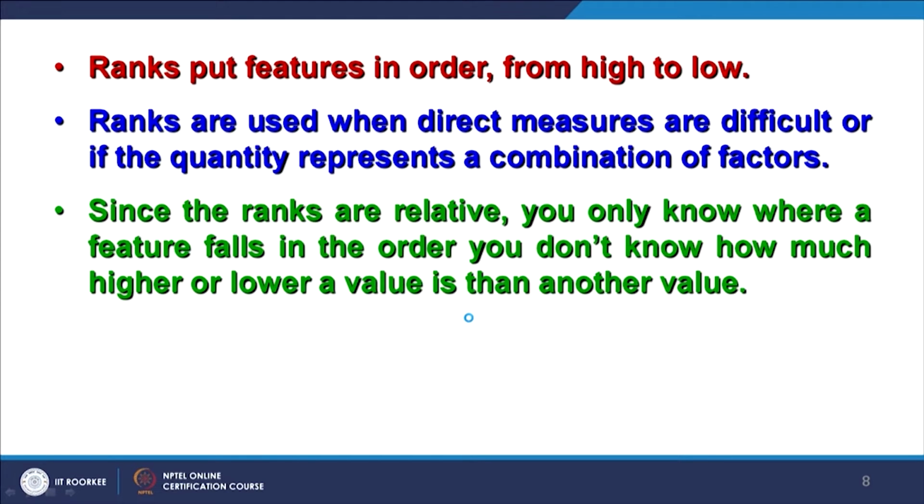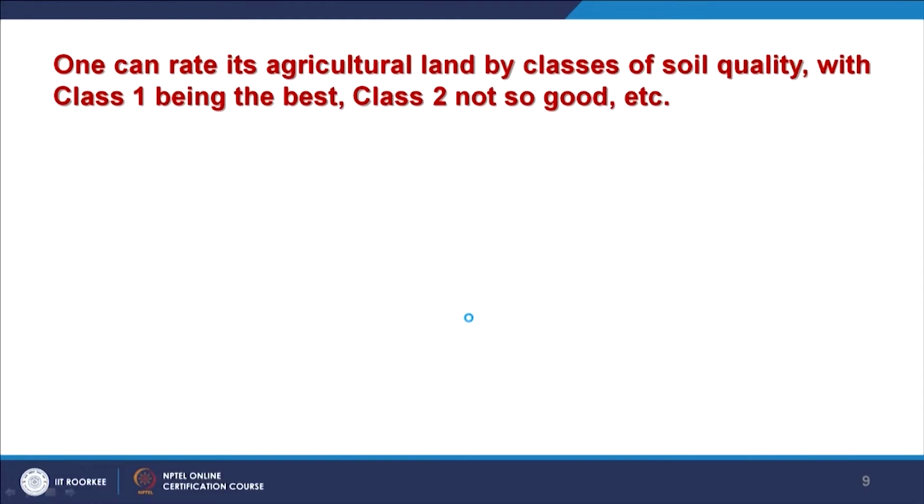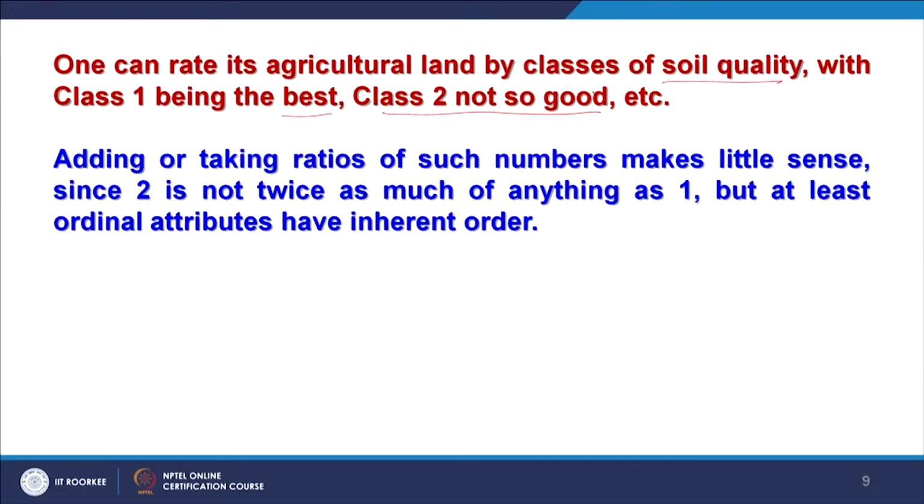And if the number is given, then we can decide how much higher and how much lower. If the number is not given, then it sometimes becomes difficult. So one can rate agricultural land, for example, by classes of soil quality, with class 1 being the best, and class 2 of soil not as good, etc. So you can assign some order before you classify your data, and adding or taking ratios of such numbers makes little sense. That means class 1 divided by class 2, or class 1 added to class 2, makes no sense basically.